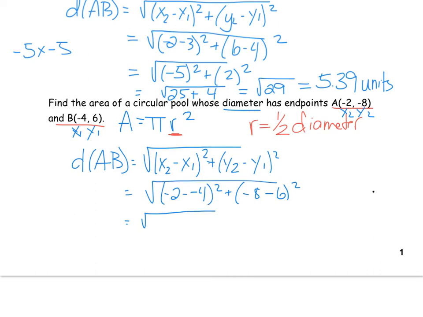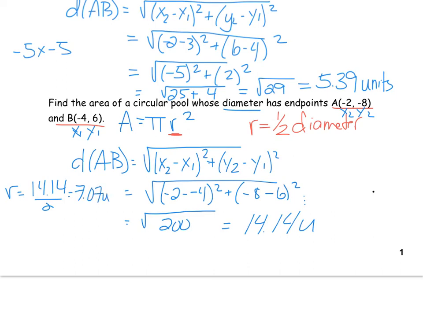Okay, so you should have gotten as an answer for the diameter, you should have ended up with square root of 200, which is going to give you 14.14 units. So I didn't show all the work here. I expect you to have shown it, though, in your notes. Now that we have the diameter, we can find the radius. I'll do it on the side here. So the radius is 14.14 divided by 2. So my radius is 7.07 units.